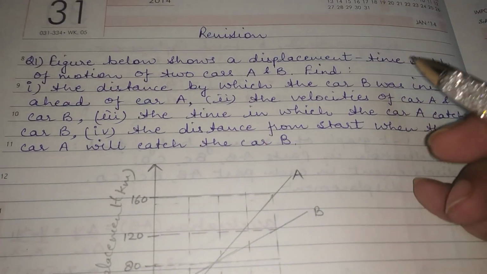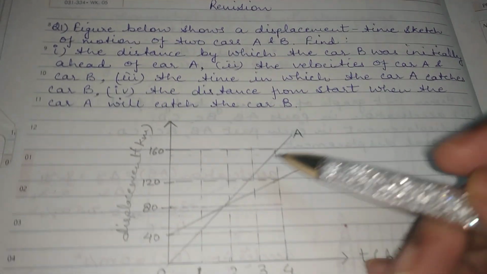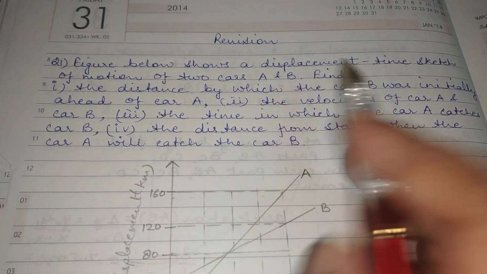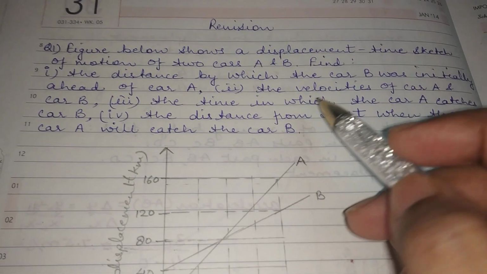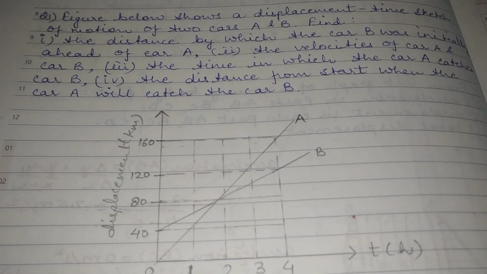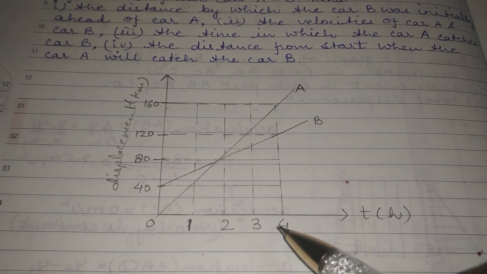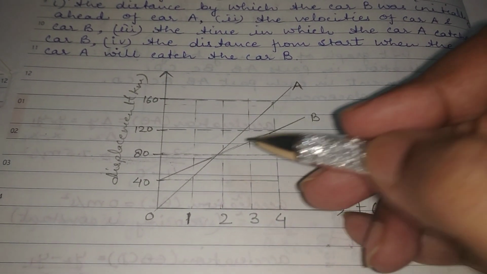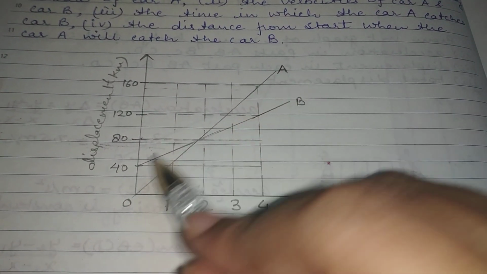Here's the first question. The question is based on a displacement time graph which is given here, and it depicts the motion of two cars A and B. Okay? And there are few questions based on the graph. Children, before you move on to the question part of the graph, first of all you must understand how to read a particular graph. As you can see here in the graph, there are two lines drawn.